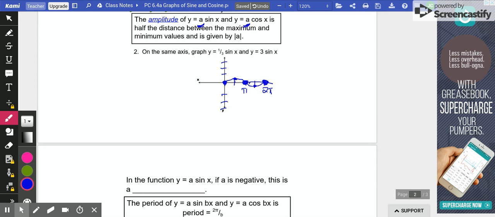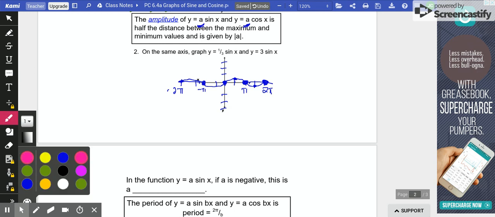When you graph this on homework and quizzes and tests, I like to see 2 full cycles. So if you would, go the other direction, in the negative direction. So we're going to go down, hit, up, hit. We're only going to go down to 1/3 and up to 1/3 and back. Okay, so that is the 1/3 sine x.